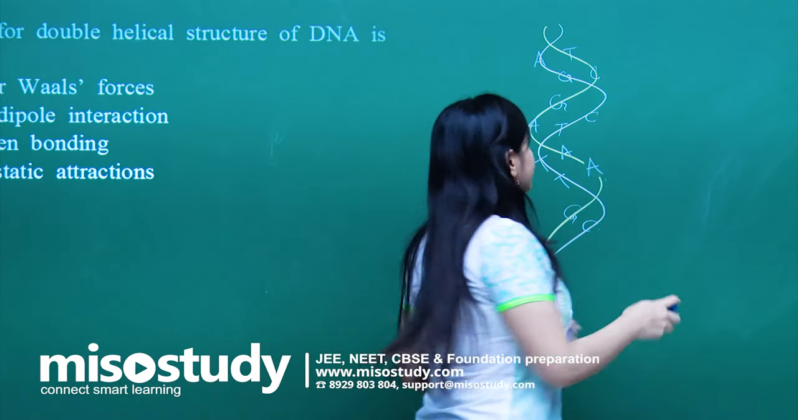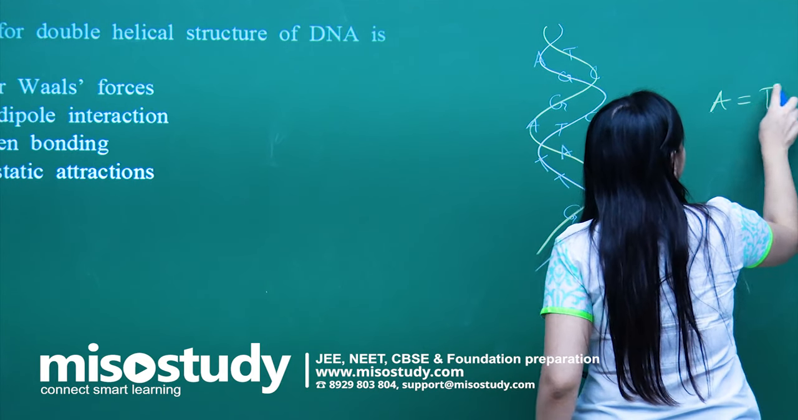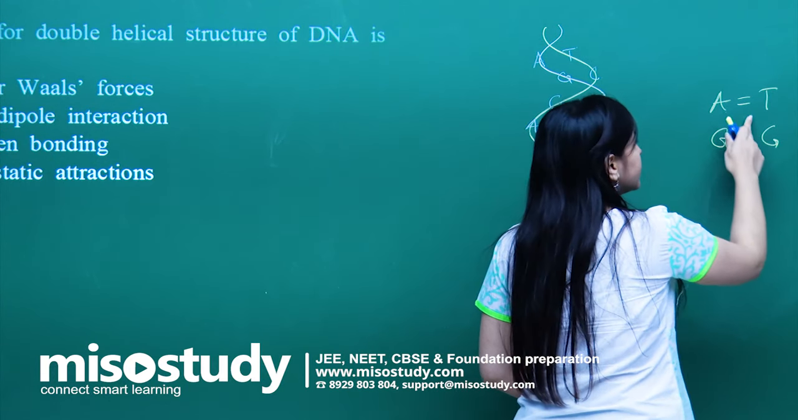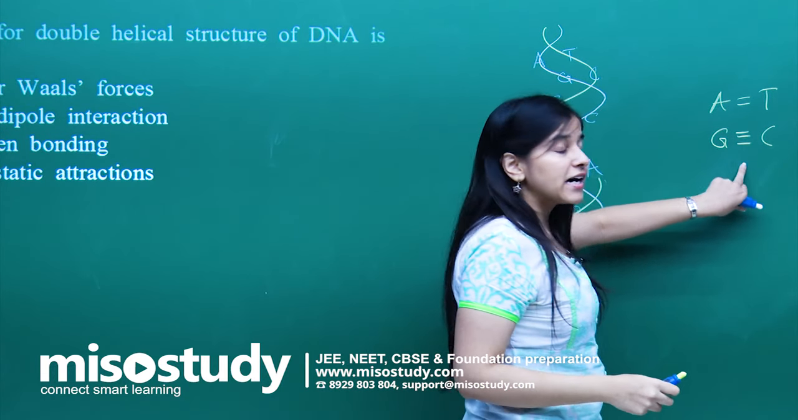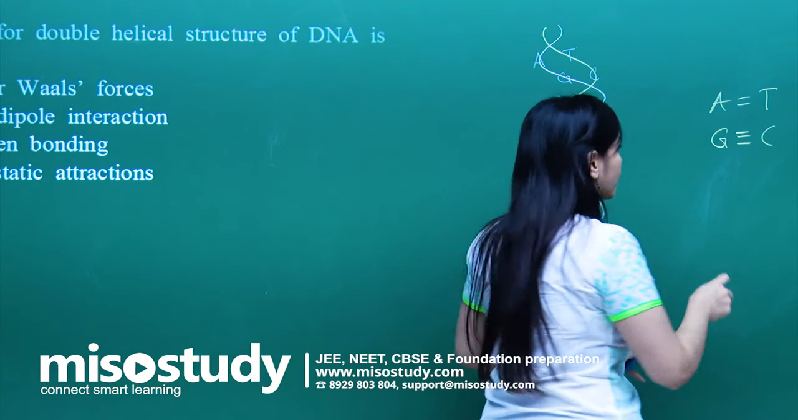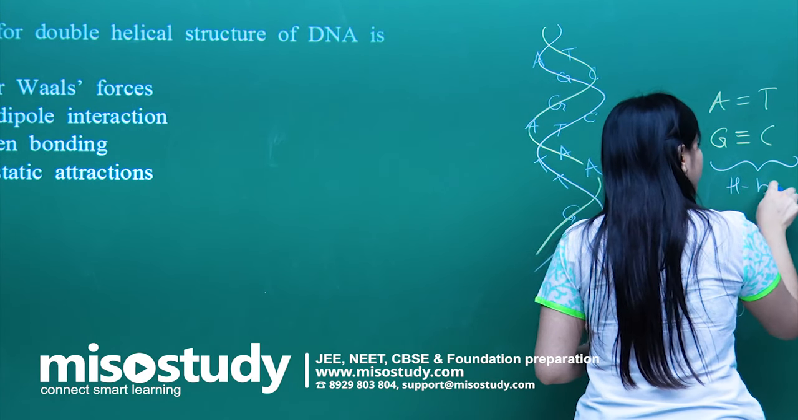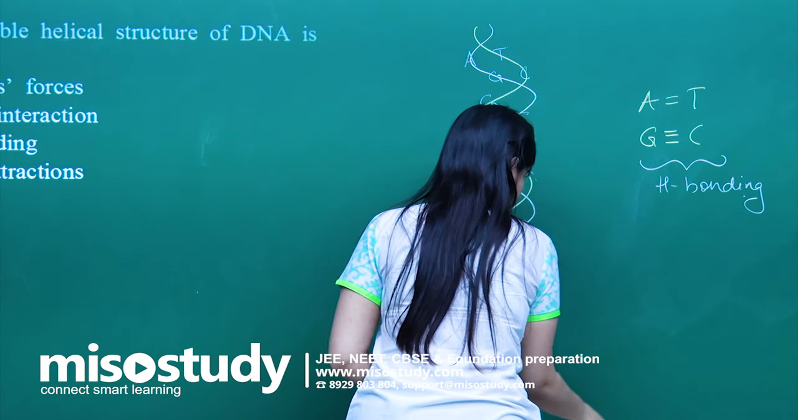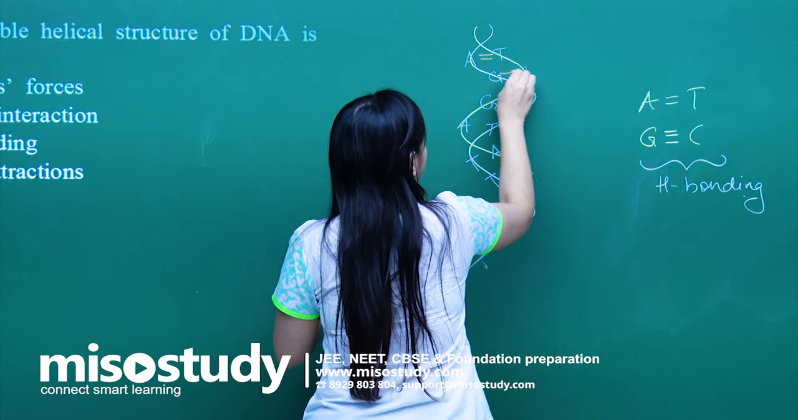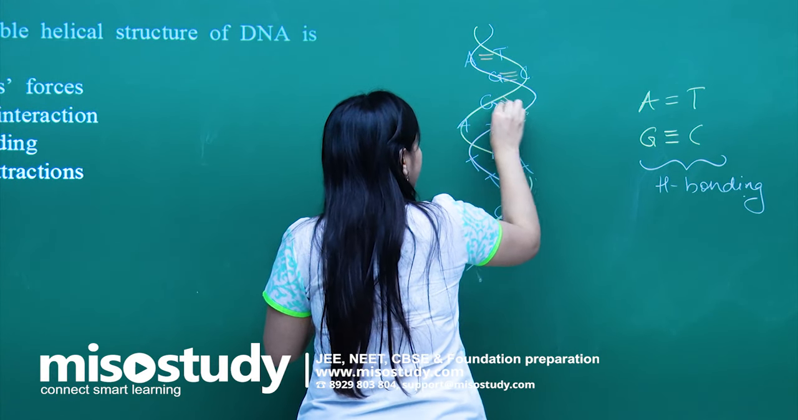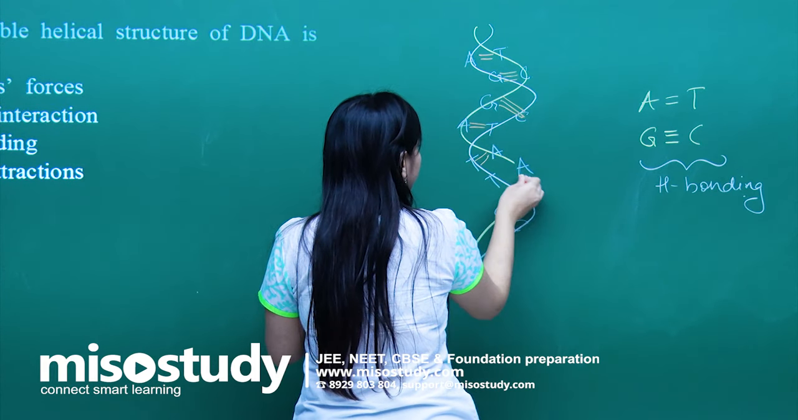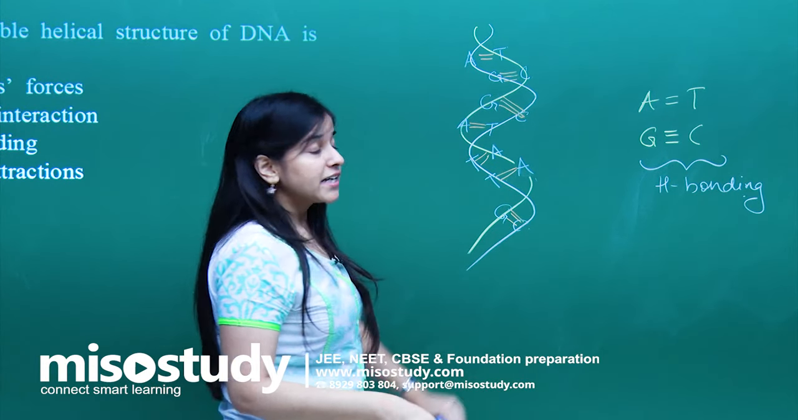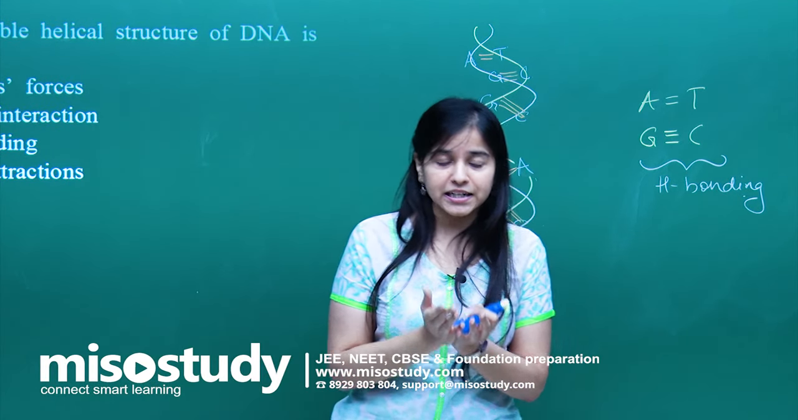We all know that A binds with T through two bonds and G binds with C through three bonds. What are these bonds? These are nothing but hydrogen bonds. So we have H bonding over here. Let me just complete it: 2, 3, again 3, again 2, 2. It's just a random sequence that I have. That is how the DNA gets connected. The two strands get connected via hydrogen bonds.